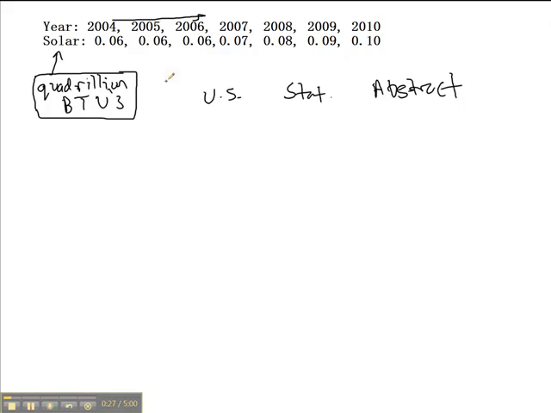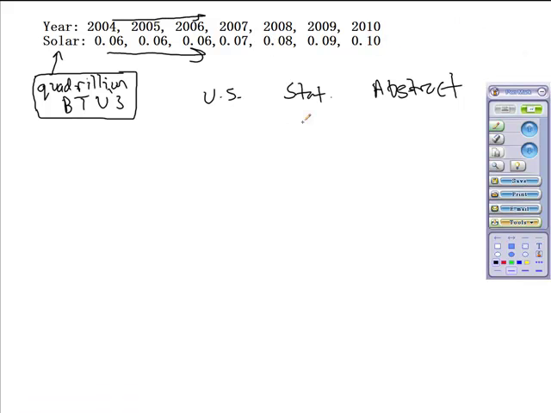We also see that the amount of solar energy being generated seems to be increasing, up from 0.06 to 0.10 quadrillion BTUs. Now it's not doing it at regular rates. For 3 years we noticed that the rate hasn't really changed, there's really no change in the generation of solar, but over the following 4 years there seems to be kind of this upward trend.